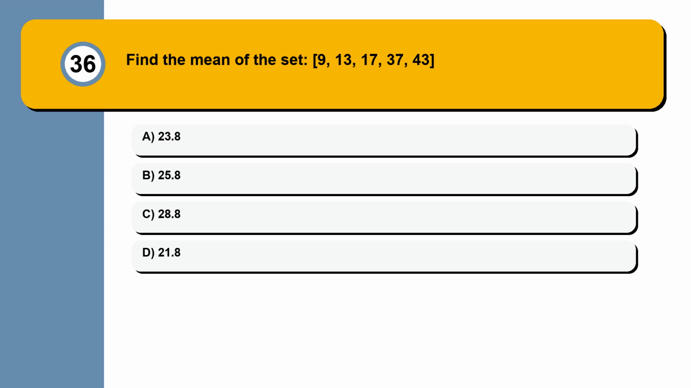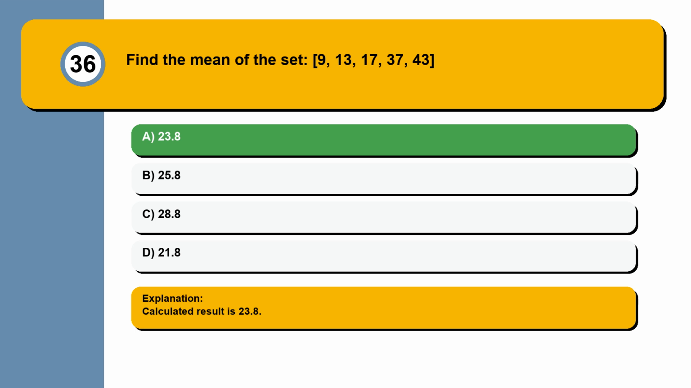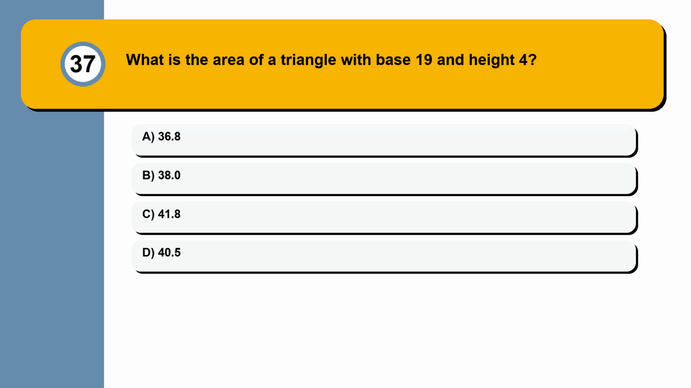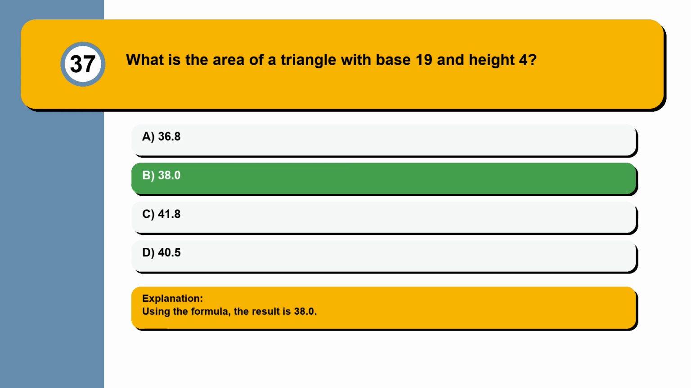Question 36. Find the mean of the set 9, 13, 17, 37, 43, 23.8, 25.8, 28.8, 21.8. Calculated result is 23.8. Question 37. What is the area of a triangle with base 19 and height 4? 36.8, 38.0, 41.8, 40.5. Using the formula, the result is 38.0.